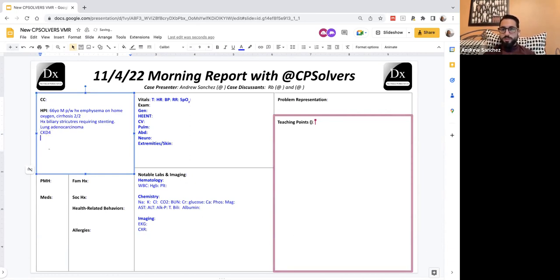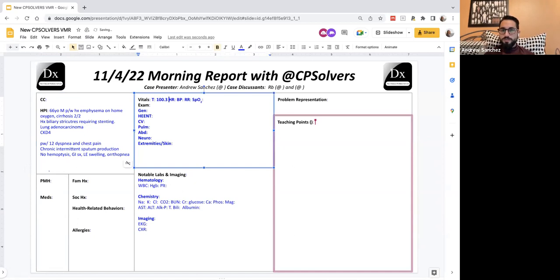He presented with 12 days of progressive dyspnea and chest pain. He had chronic intermittent sputum production, unchanged from his baseline, no hemoptysis, no fevers or rigors, no GI symptoms, no lower extremity swelling, and no orthopnea. At initial presentation in the ER, he had a max temp of 100.3, heart rate of 93, blood pressure of 132/73, and an oxygen saturation of 85% on room air. This improved to 95% on 3 liters. And I'll put this aliquot in the chat as well.